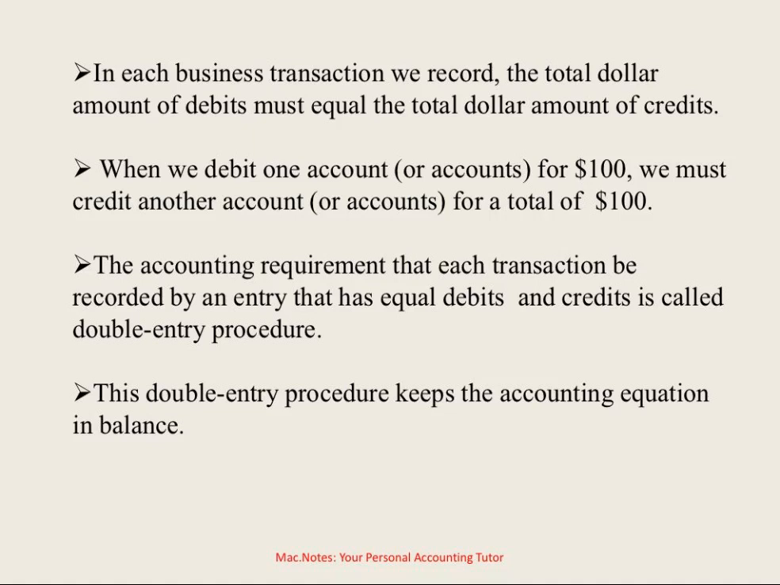Now, we've seen that each business transaction is an exchange and therefore affects two different accounts in the accounting equation. And in a business transaction, we record the total dollar amounts of debits, and they must equal the total amount of credits. When we debit one account for, say, $100, we must credit another account. In that way, we will always be on balance. Every transaction has a left-hand side and a right-hand side, or a debit side and a credit side. This is called the double entry accounting system.